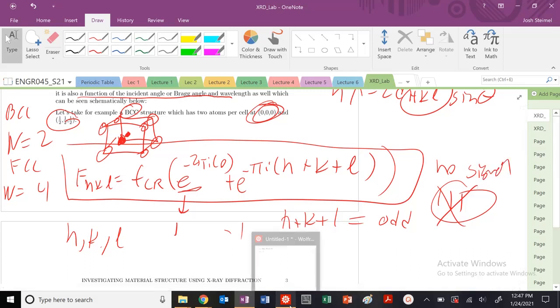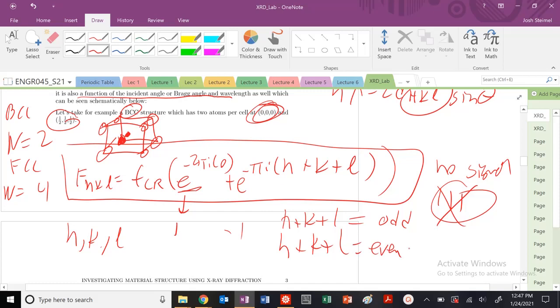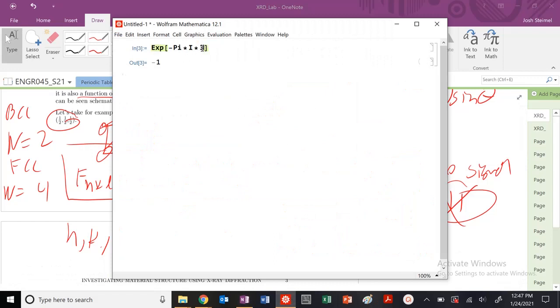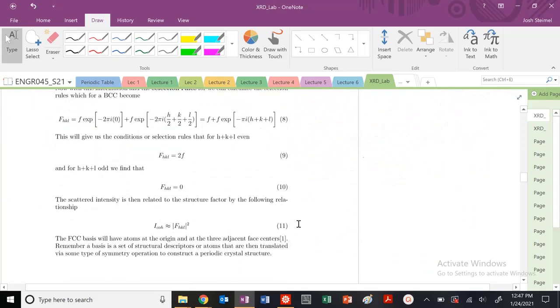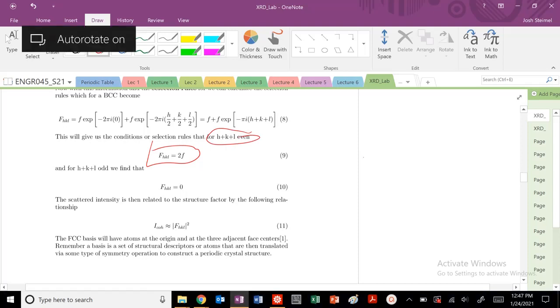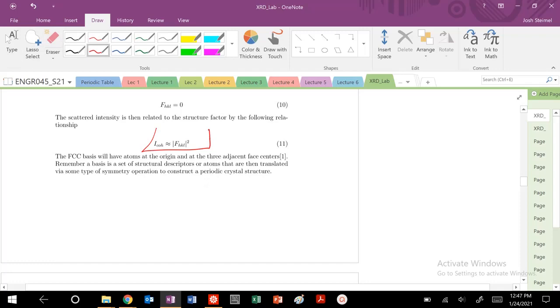What if h plus k plus l is equal to even? For example, 1, 0, 1. That would be 2. So if it's odd, it's not going to work. But if it's even, we are going to get a positive 1, and we're going to get a signal. You can see going through here, that's going to be our selection rule: h plus k plus l must be even. If it's odd, we do not see a signal. And then the intensity is just going to be this square.